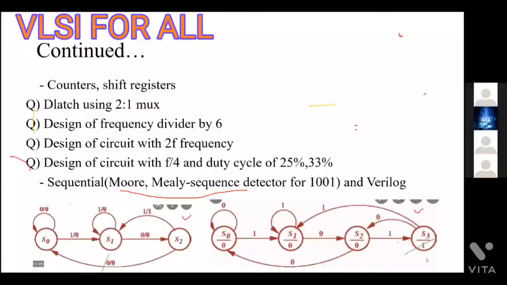The main difference between the two is that in the Mealy machine, the output is going to depend on the present state as well as the input. Whereas for the Moore machine, the output is going to depend only on the present state. If you are in S0, the output will be 0. Similarly, if you are in S3, the output will be 1. So in the Moore machine, the outputs depend only on the states, whereas in the Mealy machine, the output depends on the state as well as the input.